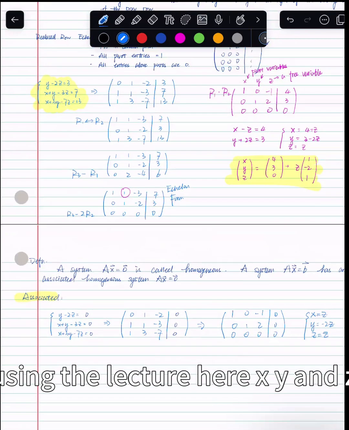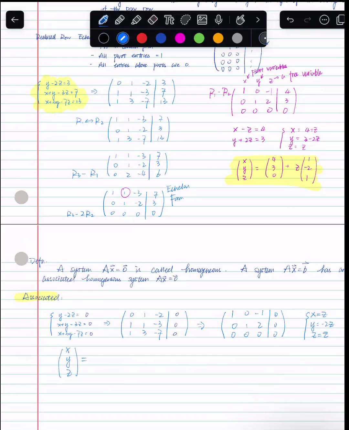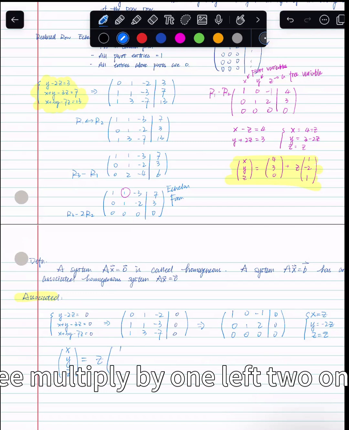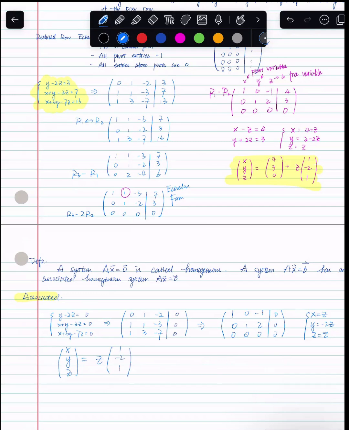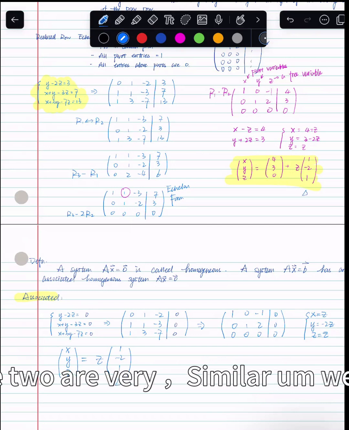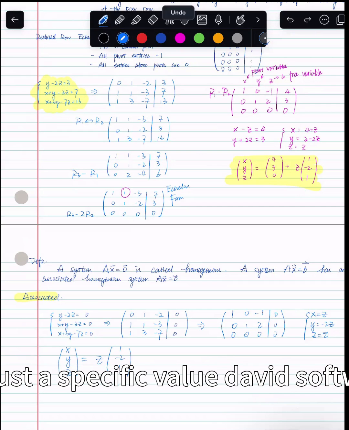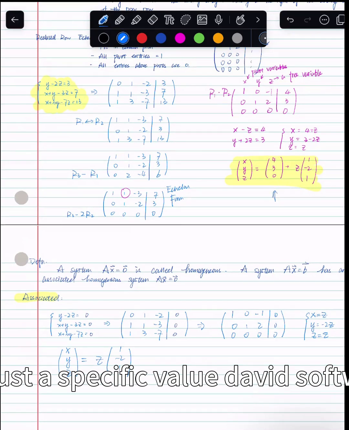Okay, now to write using the vector, x, y, and z can be written as z multiplied by (1, -2, 1). So these two are very similar. No, these two are exactly the same. And (4, 3, 0) is just a specific value that we solve for this equation when b equals (3, 7, 13).